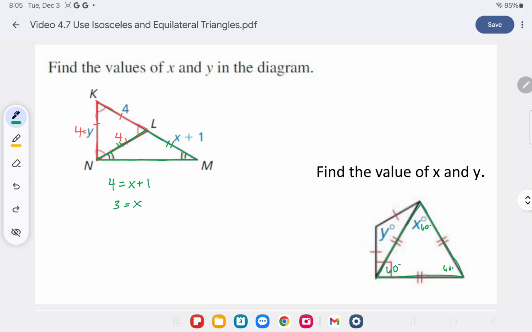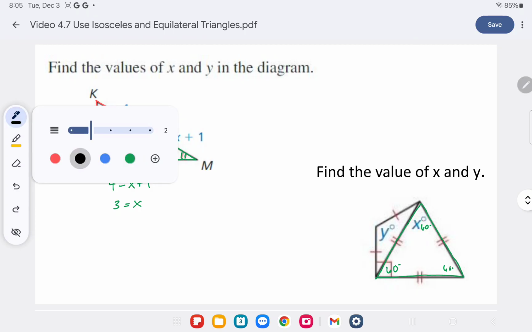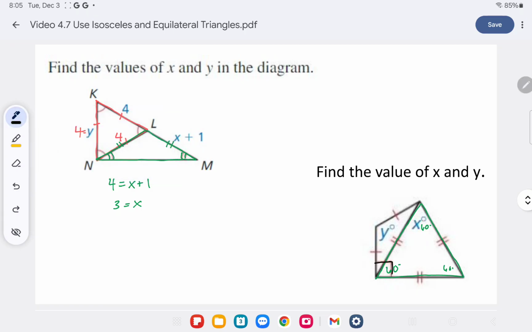And then this big angle over here on the left is marked as a 90-degree right angle. And so if part of the angle is 60 degrees, that means the other part of the angle must be 30 degrees. And because this triangle on the left with the Y in it is isosceles, see how two sides are marked? If this base angle is 30 degrees, that means this base angle is 30 degrees also.